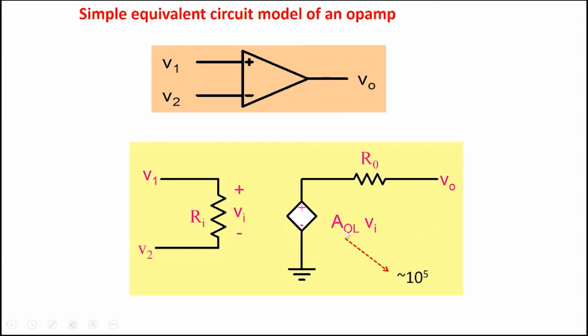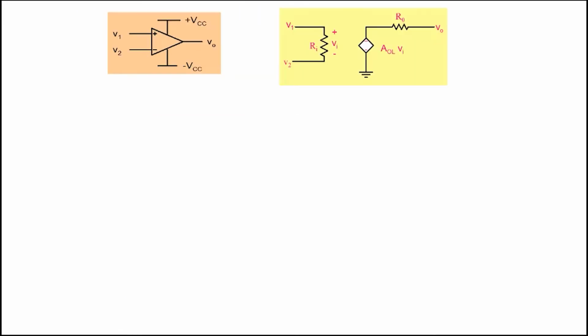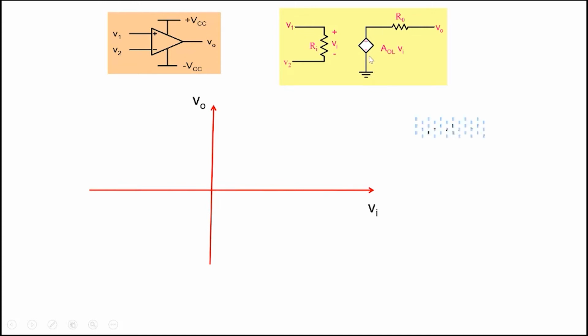We just saw A0L could be as high as 10 to the power 5. R0 could be as low as 10 ohms. Ri could be 1 mega ohm. So if the resistances in my circuit are, let's say, 1 kilo ohm or so, 10 to the power 6 would appear very, very high compared to that. Similarly, with a 1 kilo ohm resistance, 10 ohms in series with it will also appear to be very, very low.